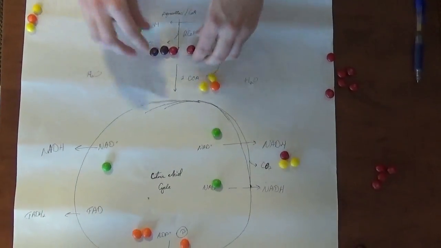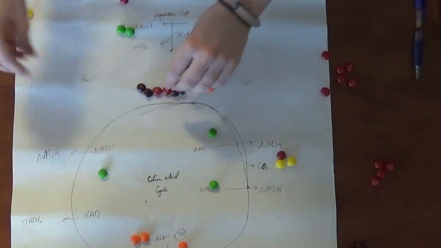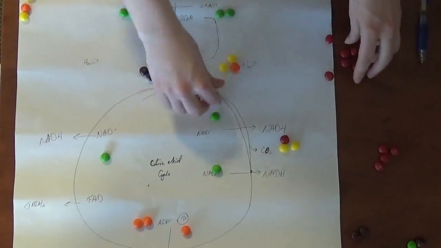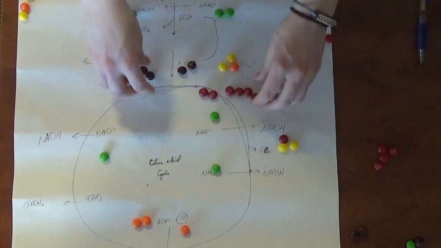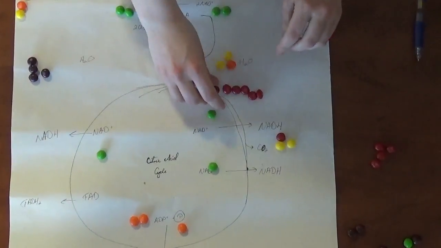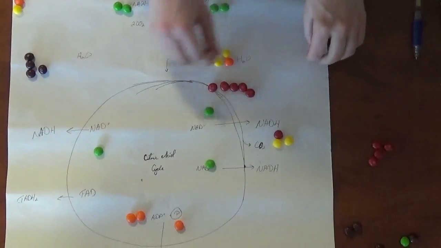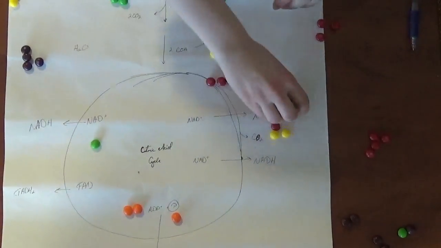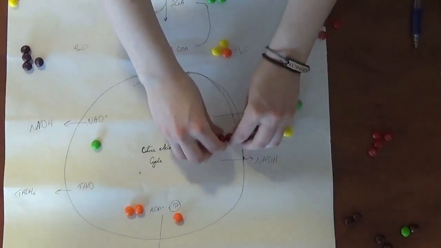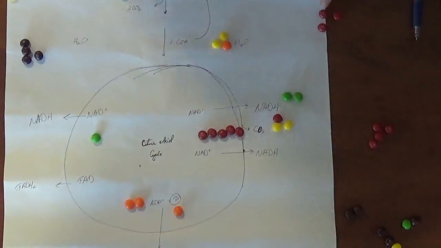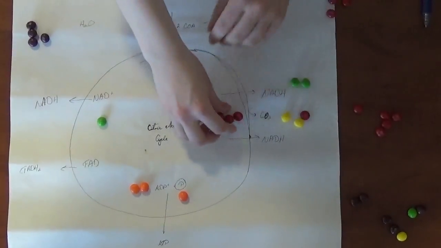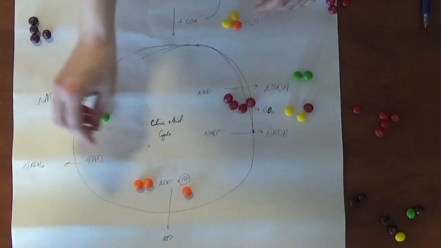Isocitrate is oxidized and releases CO2, and it becomes a 5-carbon molecule. And while this happens, NAD plus reduces to form NADH. The 5-carbon molecule is then oxidized, releasing CO2, and then NAD plus turns into NADH again.